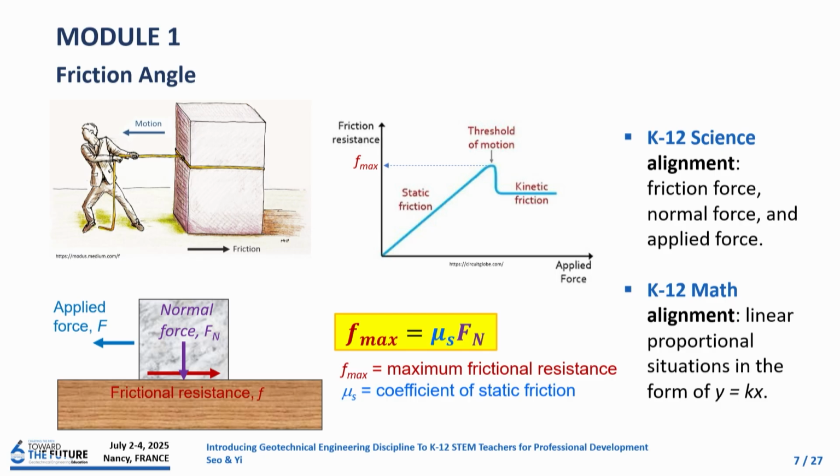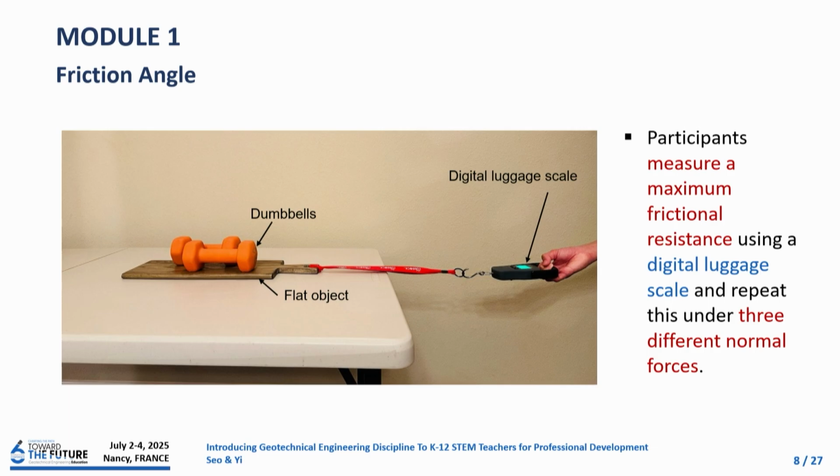So the first learning module that I introduced is about friction angle. In that module, we briefly go over the concept of static friction and kinetic friction. And then we review with teachers that the static resistance is proportional to the applied normal force through the static coefficient of friction. And then as a part of the demonstration activities, participants are asked to come forward and they actually measure static friction using this activity.